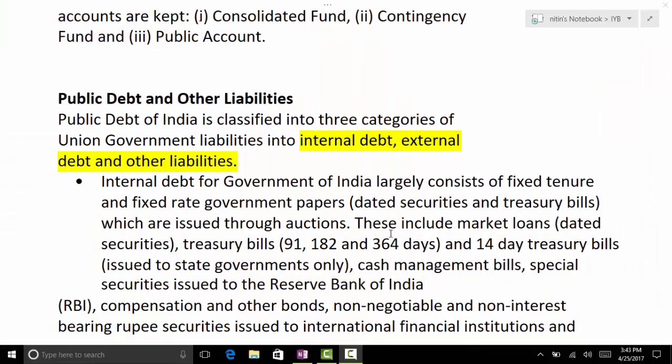Yes, exactly. Public debt. Public debt means debt of the government, right? So here it says public debt. It can be internal, external, other liabilities. Internal, it is issue of securities. It does borrowing from the market. So all this comes under the internal public debt.